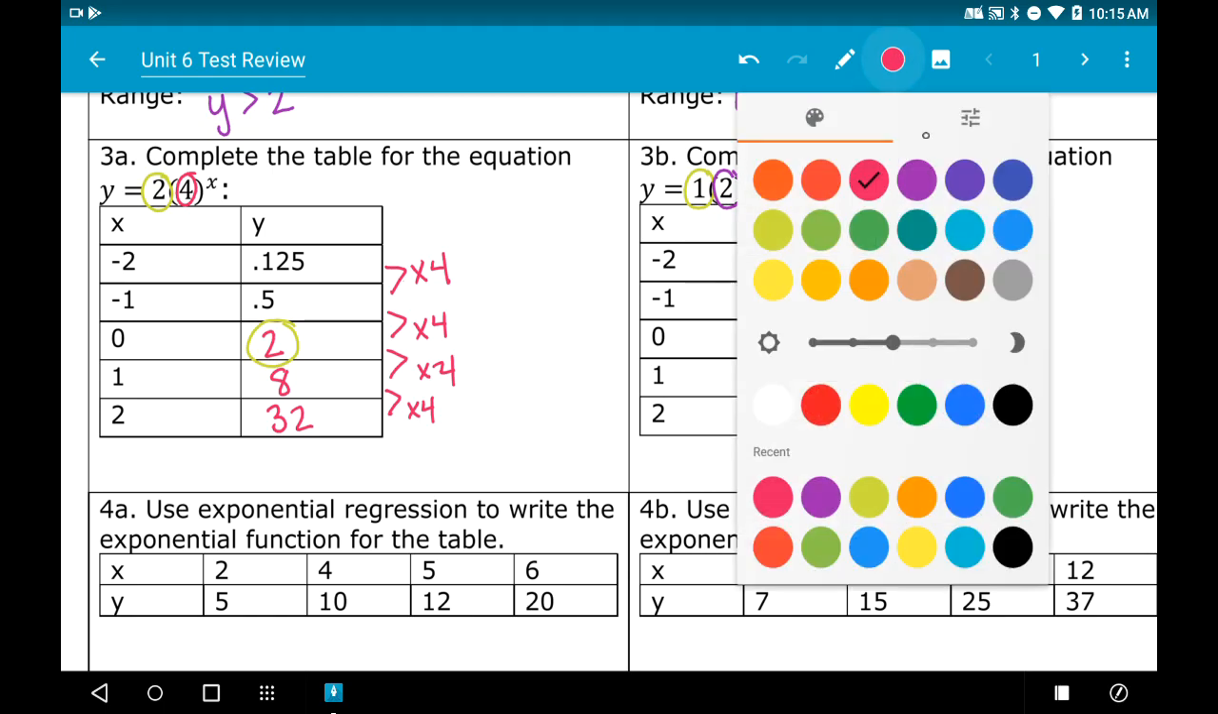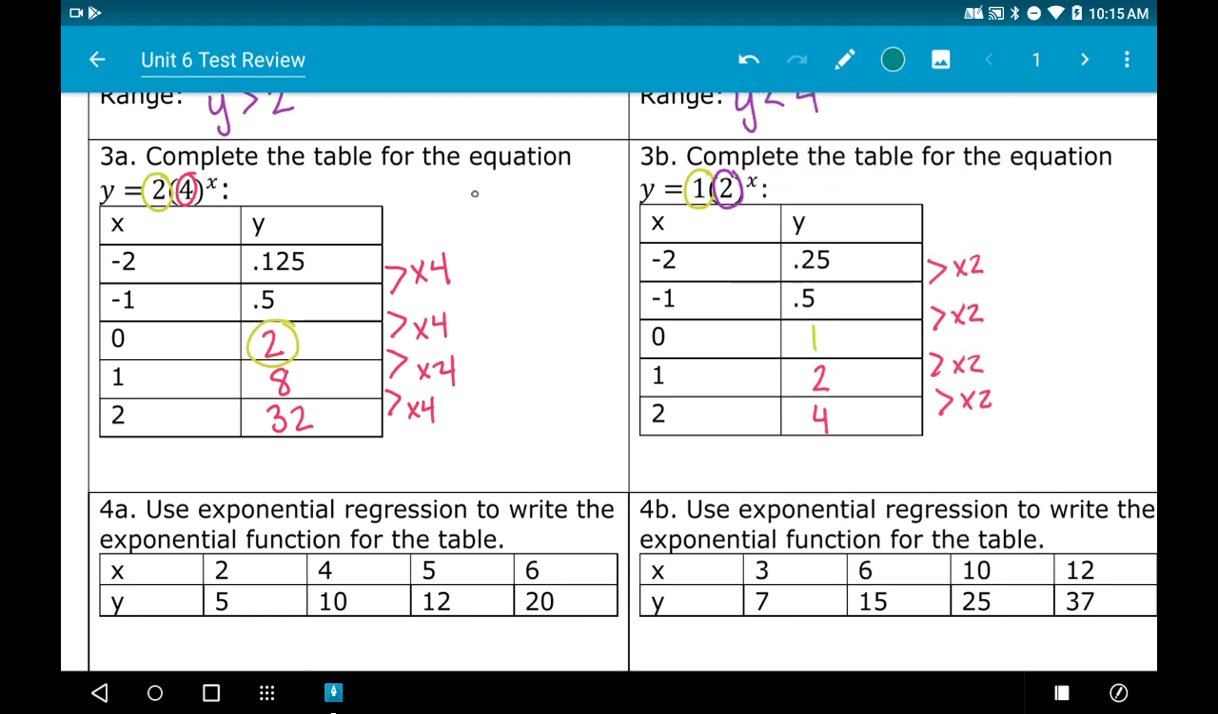And just for extra help, I'm going to label what everything is here. So this one is going to be growth, because we know that this number is bigger than 1. Our y-intercept is going to be (0, 2). And then our growth factor, that's your b value. So anytime it asks for a growth or decay factor, that's just this value that we're multiplying by. So that would be 4.